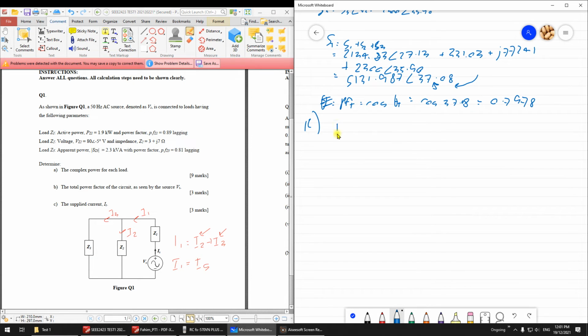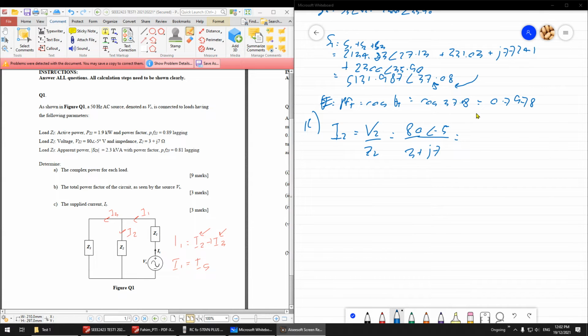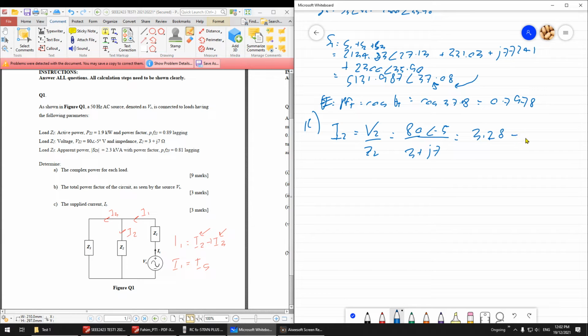So for I2, you have V and Z. So V2 divided by Z2. So 80 angle negative phi divided by 3 plus j7. So you get the answer, 3.28 minus 9.98j. Okay, so you get the first current.